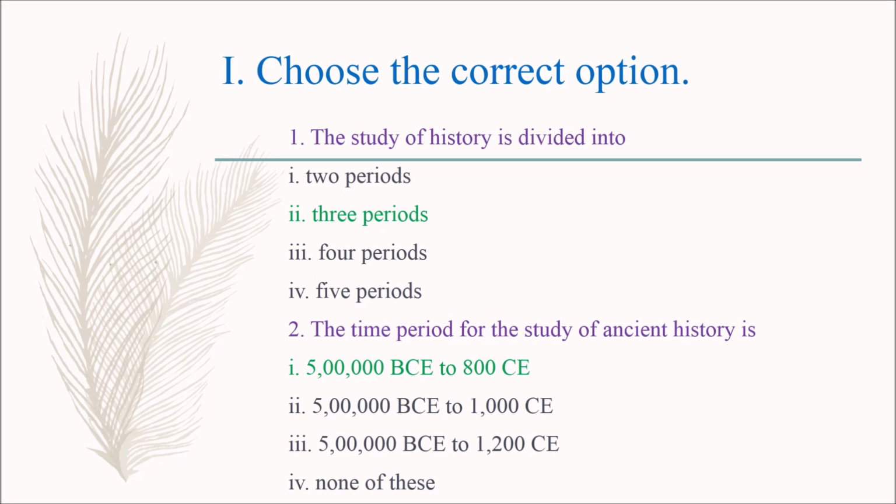Then the second question is that the time period for the study of ancient history is option number 1, 500 and 1000 BCE to 800 CE. Option number 2, 500 and 1000 BCE to 1000 CE. Option number 3, 500 and 1000 BCE to 1200 CE. Fourth option, none of these. So the correct answer is option A, 500 and 1000 BCE to 800 CE.